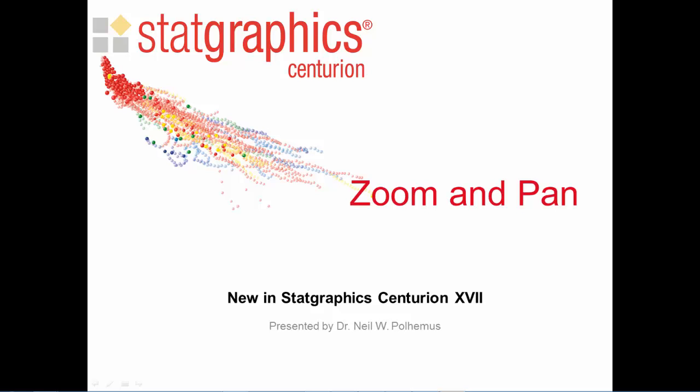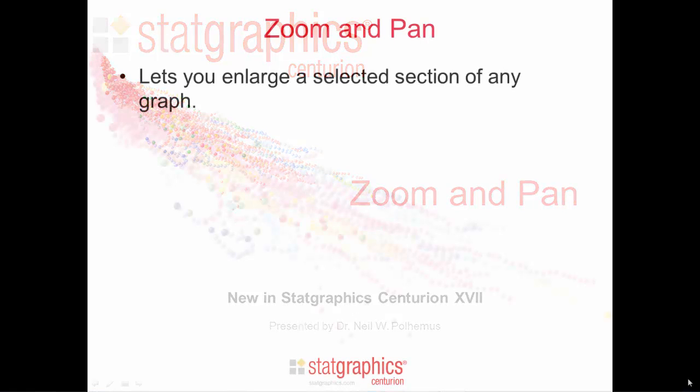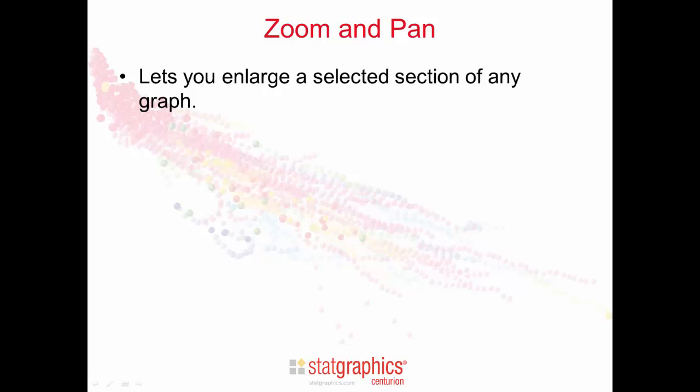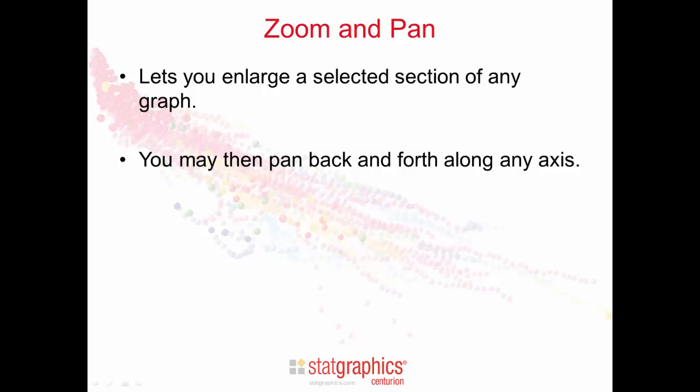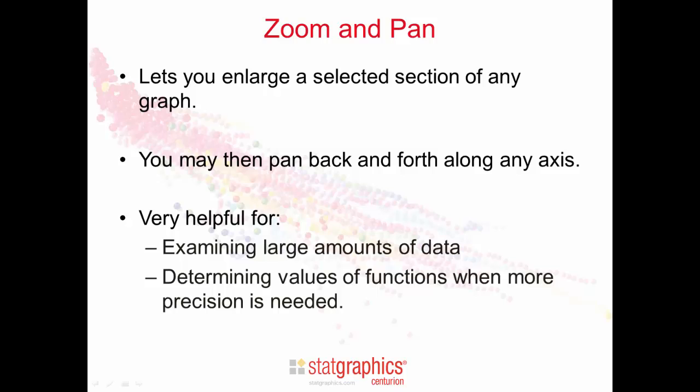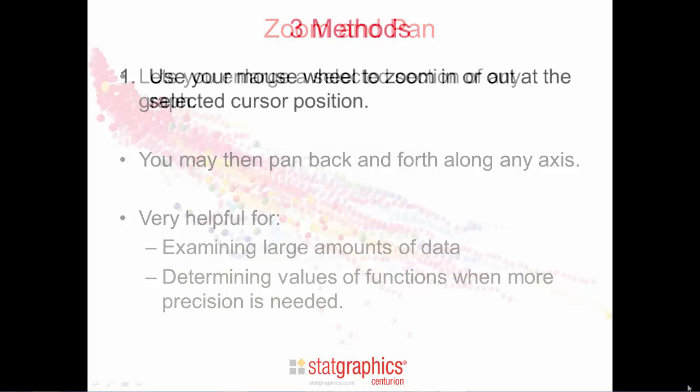This video describes the zoom and pan features of Statgraphics Centurion version 17. Zoom and pan lets you enlarge a selected section of any graph. You may then pan back and forth along any axis. It's very helpful for examining large amounts of data and also for determining values of functions when more precision is needed than in the initial graph.